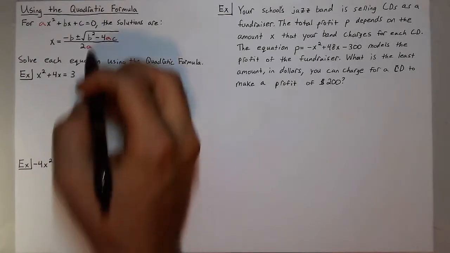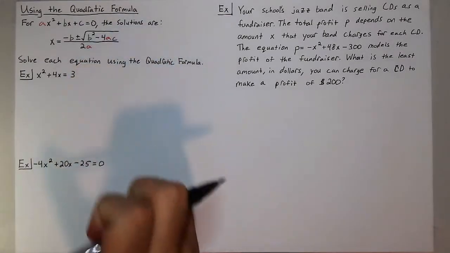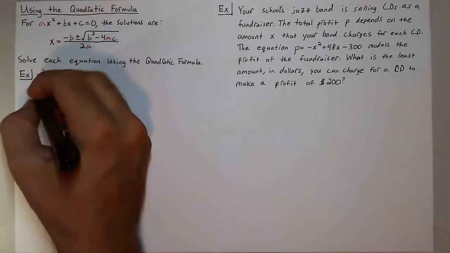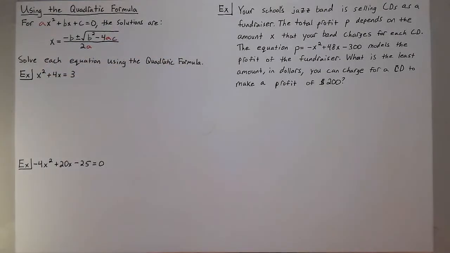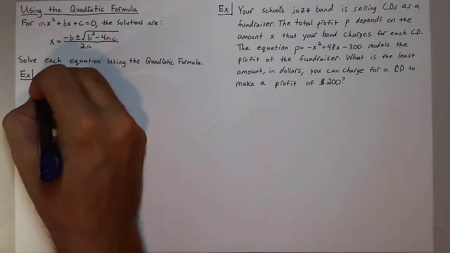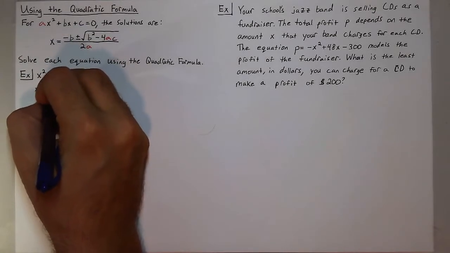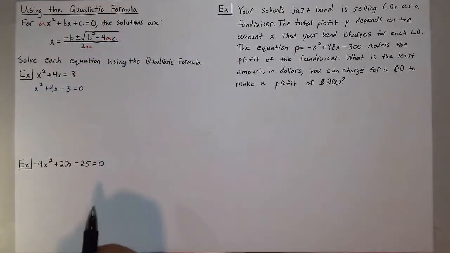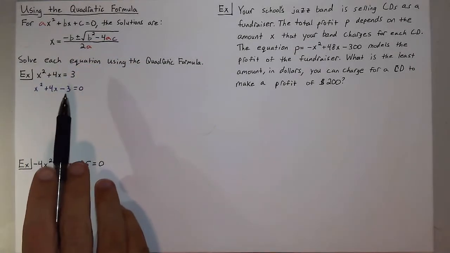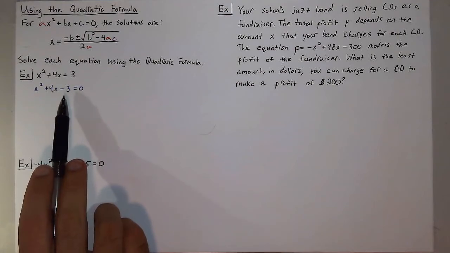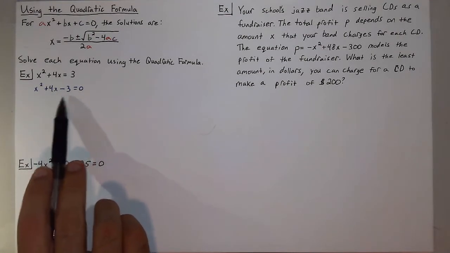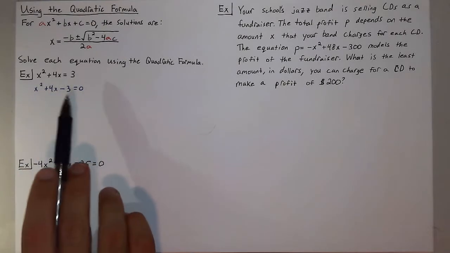So in order to use it, you first need to get everything onto one side of the equation, so that it's equal to 0. So I'm going to subtract 3 and get x squared plus 4x minus 3. Now, normally if I was trying to factor this, I would need to find two numbers that multiply to negative 3 but add to positive 4. But we're not going to find those numbers here, so we can't actually factor this equation.